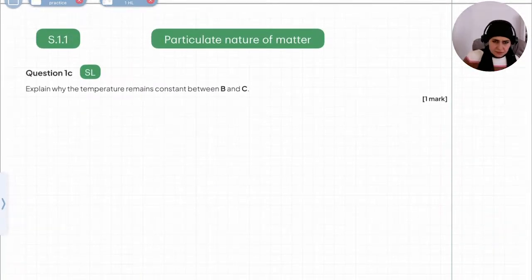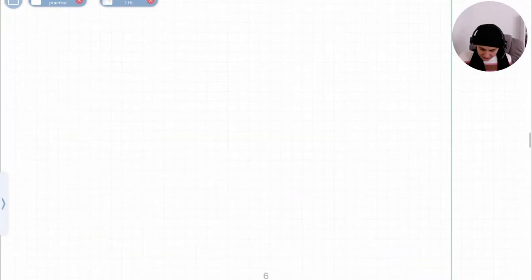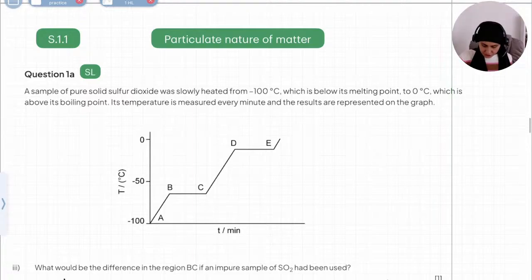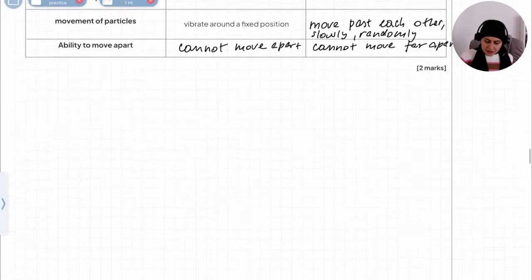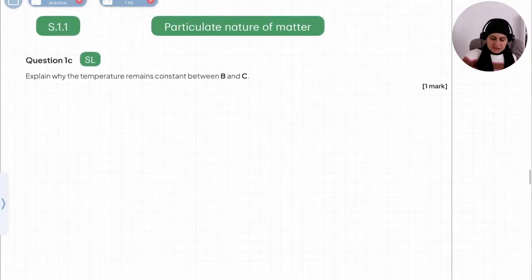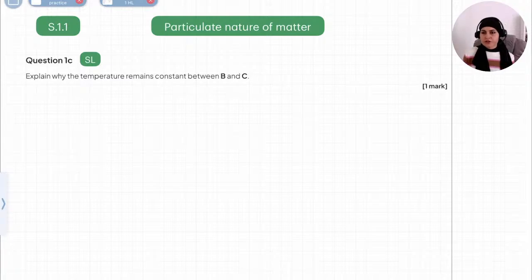All right, next, 1C. Explain why the temperature remains constant between B and C. So between B and C, it was a phase change, from solid to liquid, right? That's melting. As we said, the temperature stays constant in the phase change because the supplied energy would be used to break the bonds of attraction between particles. And once those bonds have been broken, then the temperature would start increasing, because the energy would turn into kinetic energy of the particles.